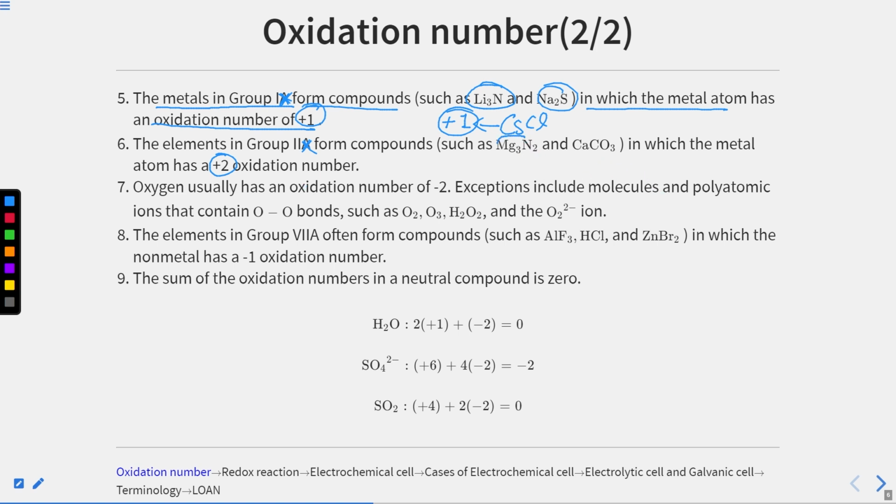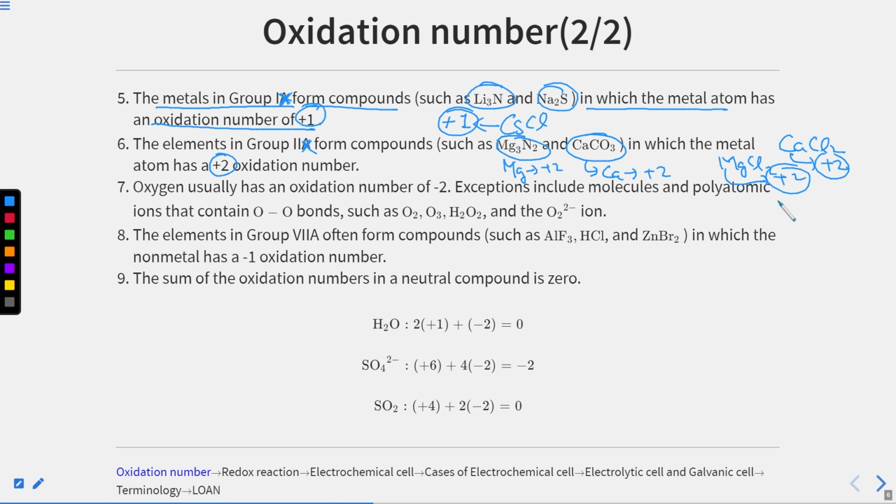So we have examples. The first one is Mg3N2, which is magnesium nitride, and calcium carbonate. In both these cases, magnesium will have a charge of +2 and calcium will have a charge of +2. You can have more examples. We can have, say, MgCl2, in which Mg will have an oxidation number of +2. We have more examples, CaCl2. Here also Ca will have a charge of +2. So these are our next two rules.